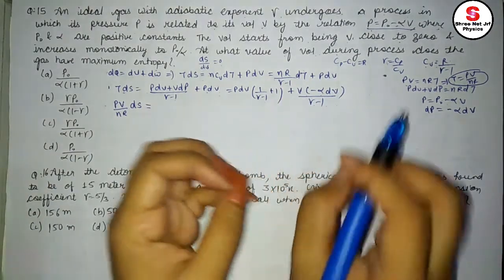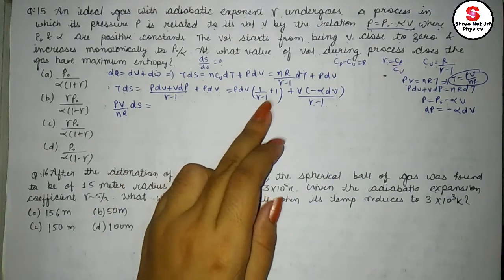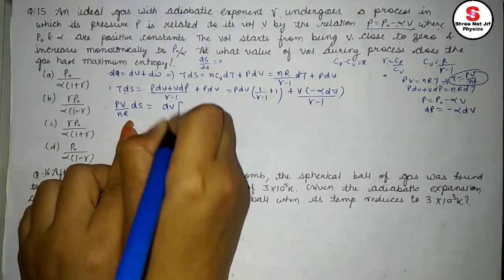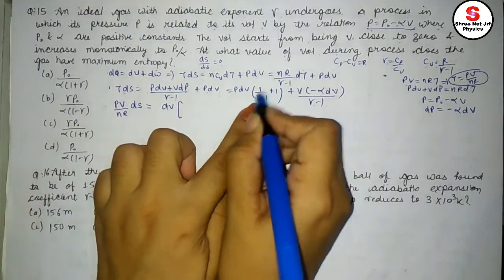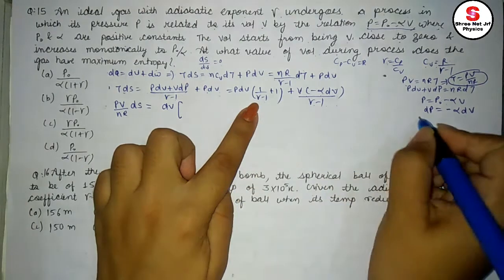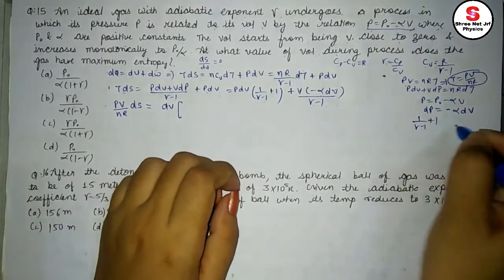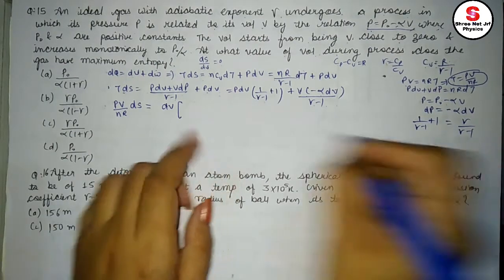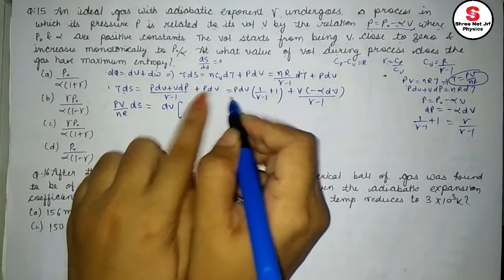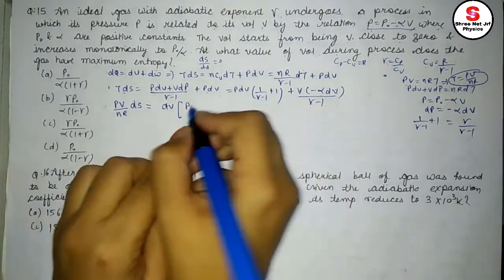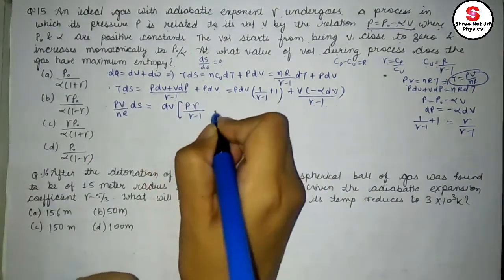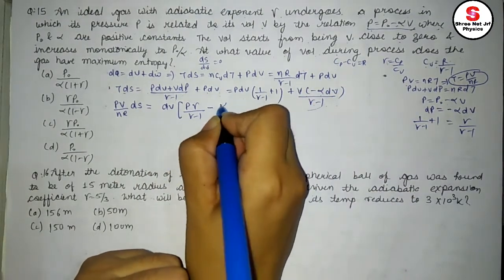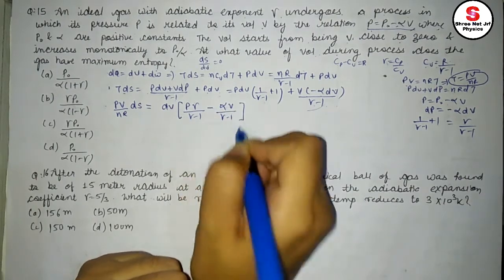Now if we proceed further, just take dV common from this equation. If I take dV common, what is here? 1 divided by gamma minus 1 plus 1, it will give me 1 plus gamma minus 1, that means gamma divided by gamma minus 1. So after taking dV common, this P term will become gamma divided by gamma minus 1, and this other term gives us minus alpha V divided by gamma minus 1.